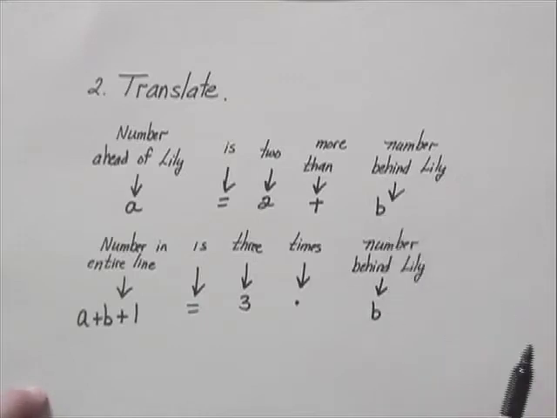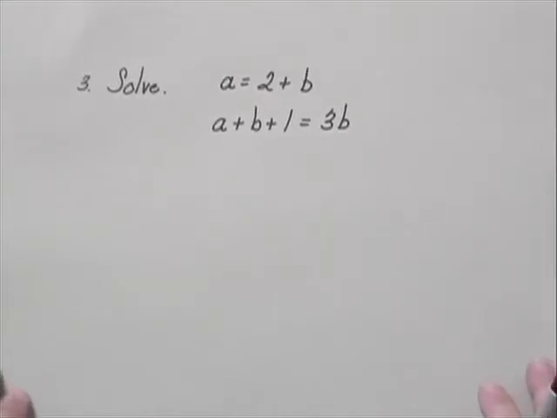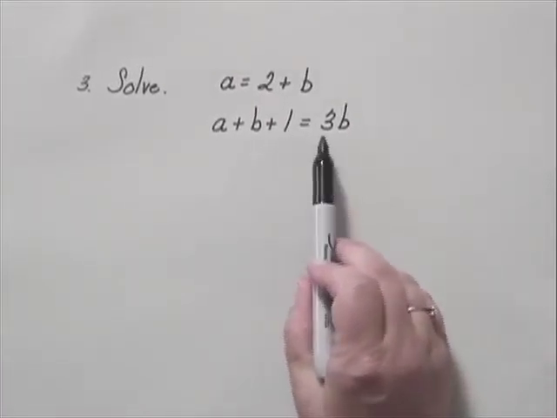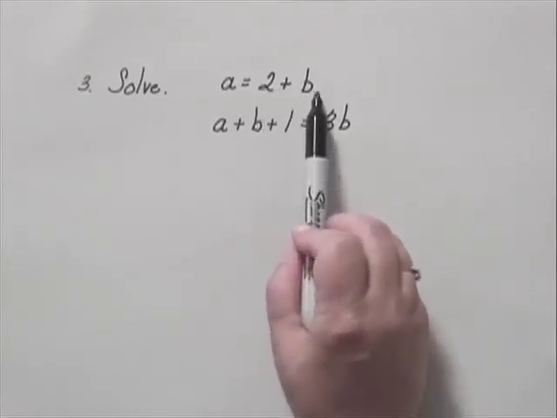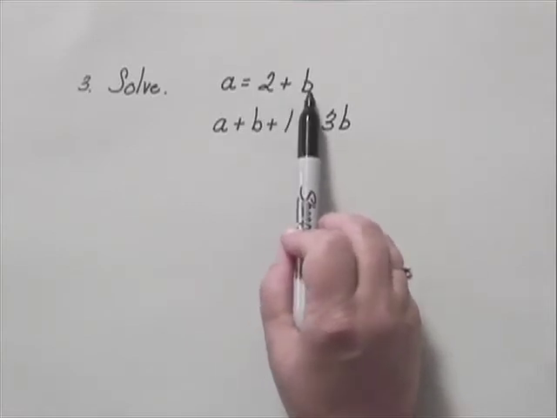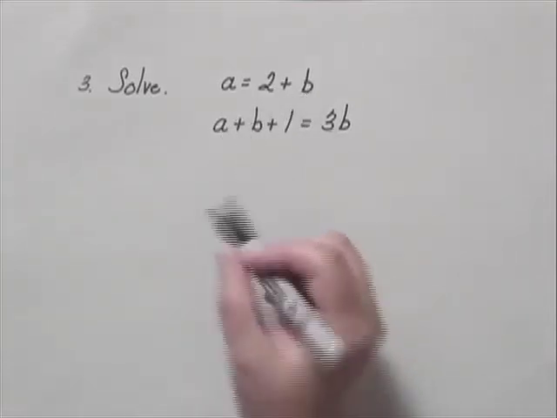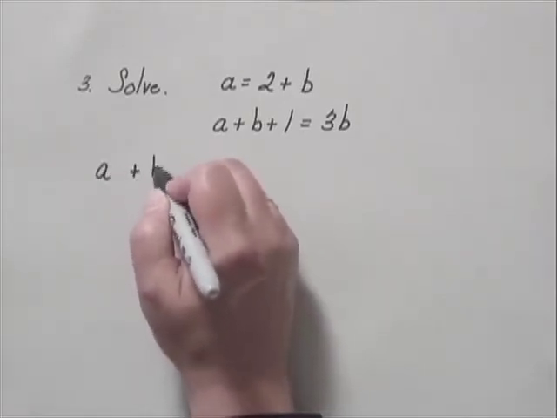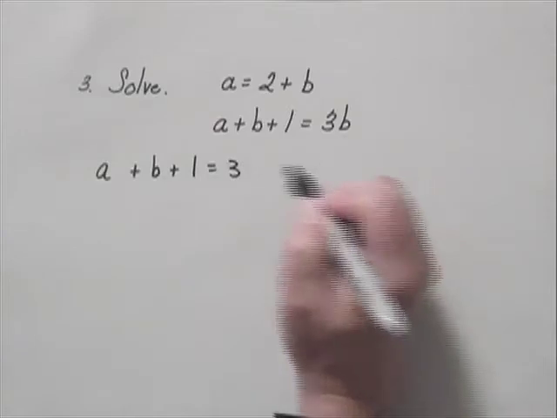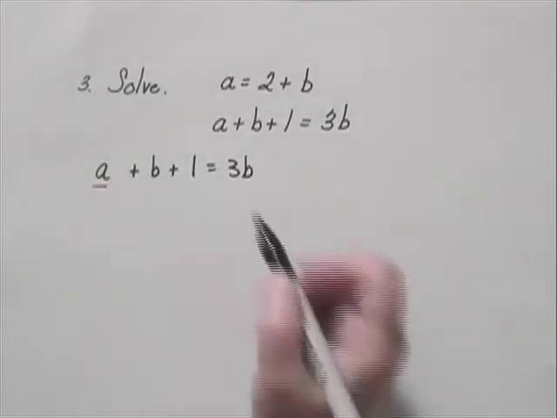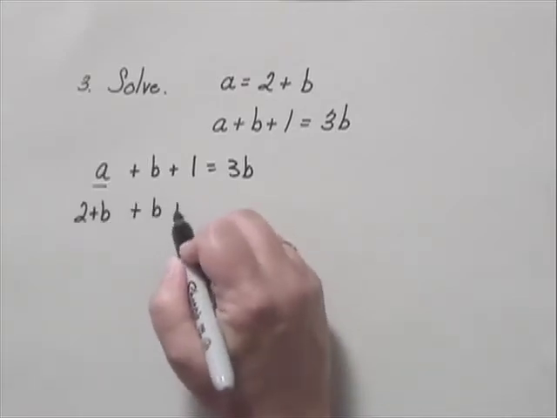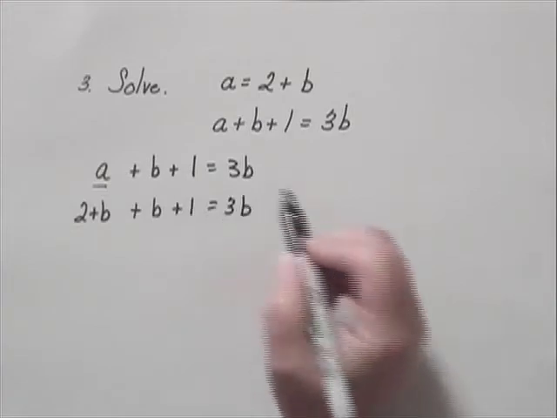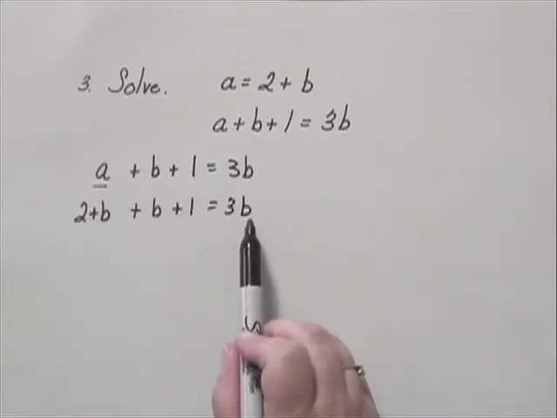We have 2 equations, so we solve the system of equations. A equals 2 plus B, and A plus B plus 1 equals 3B. Now, since the first equation has A equals 2 plus B, we can substitute 2 plus B for A in the second equation. The second equation is A plus B plus 1 equals 3B. Where I have an A, I'm going to write 2 plus B and copy the rest of the equation. Plus B plus 1 equals 3B. That gives me an equation that only has 1 variable.